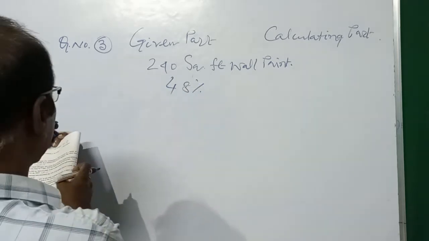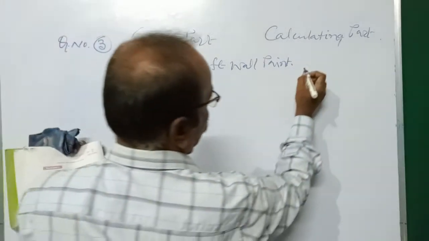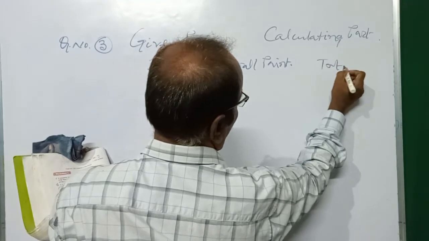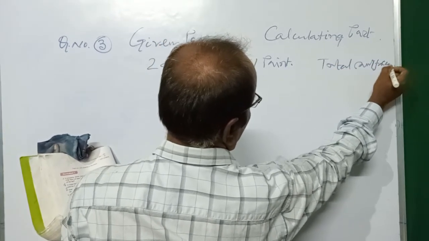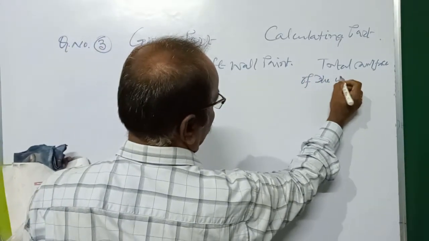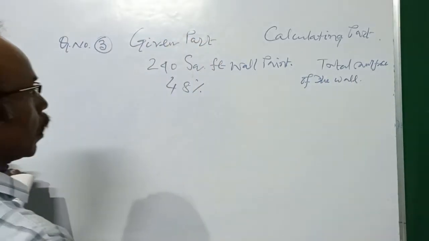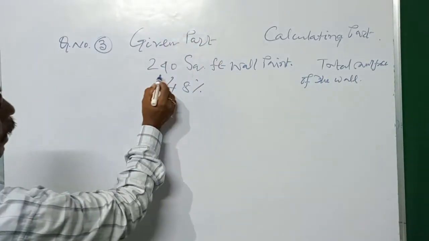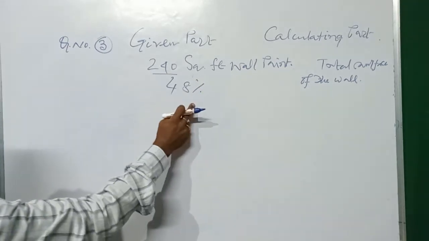Calculate what is the total surface area of the wall. You know, 240 square feet of wall is 48%.